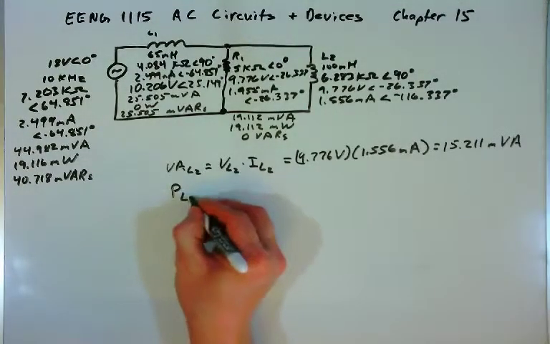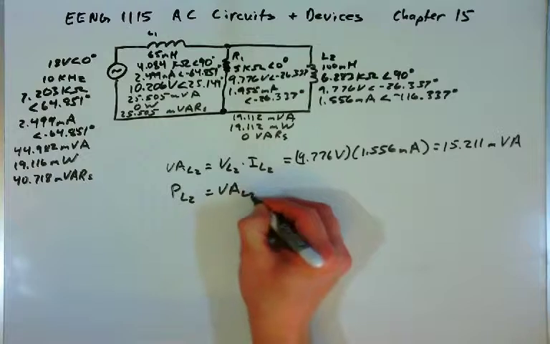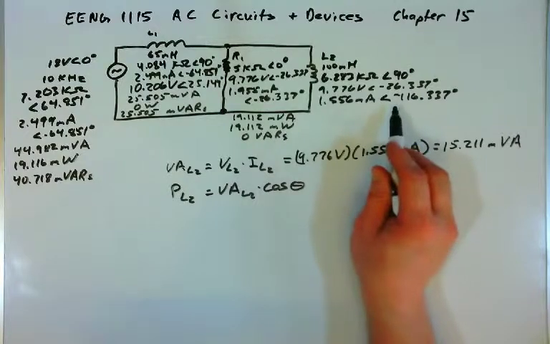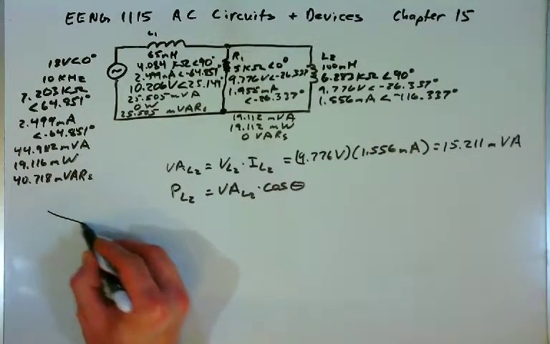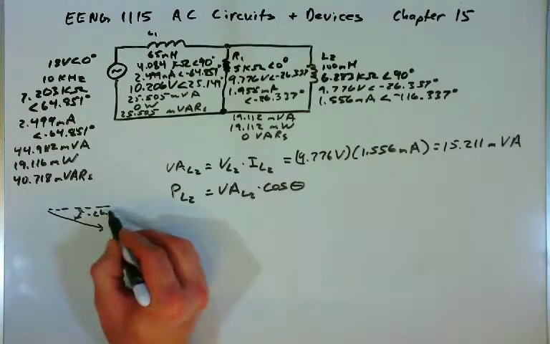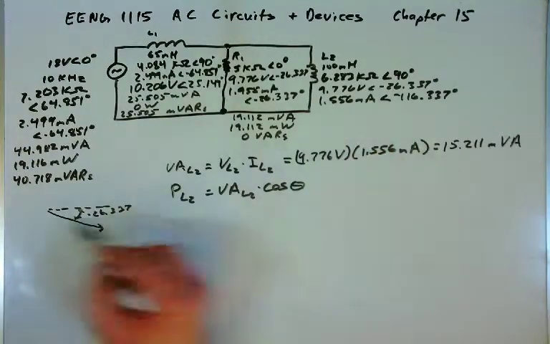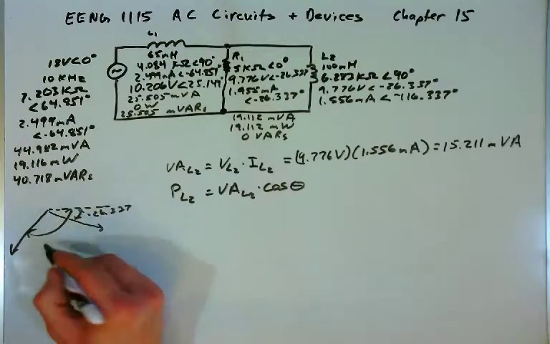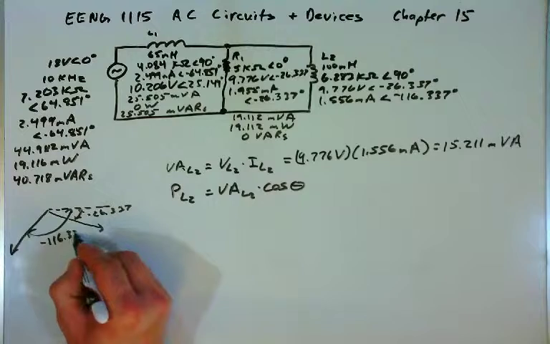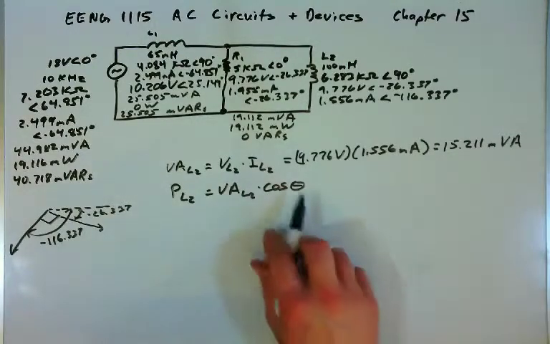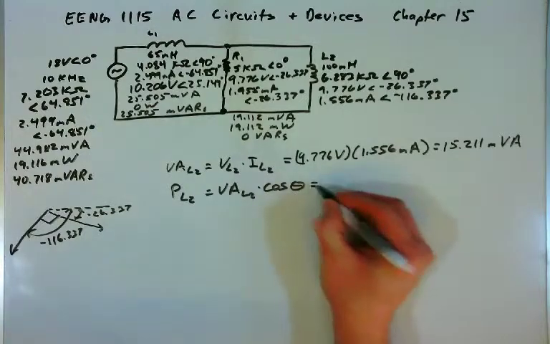Now we can find the power for L2, which would be the volt amps for L2 times the cosine of the angle between the voltage and the current. And again, let's look at the vectors. We have a voltage that's at negative 26.337 degrees. And we have a current that is at negative 116.337. And again, you can see that the voltage and the current are 90 degrees out of phase with one another. That's always going to be the case with the inductor. The theta for the inductor will always be 90.